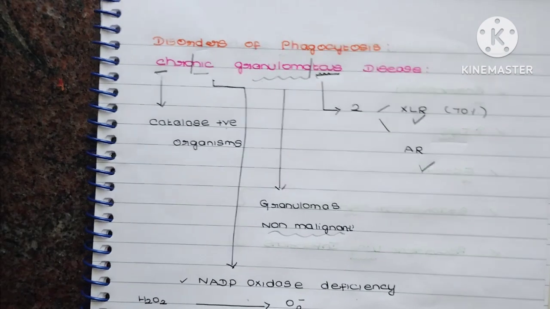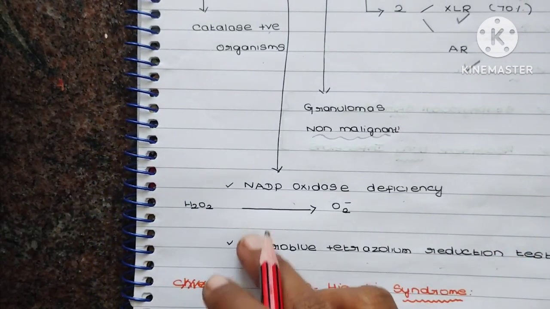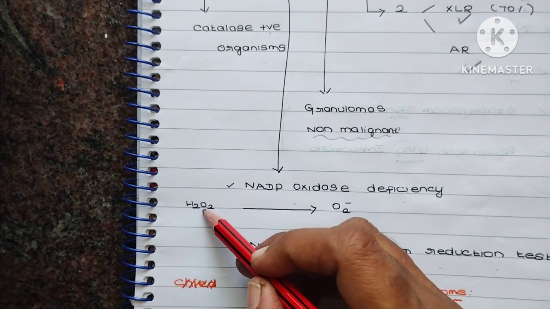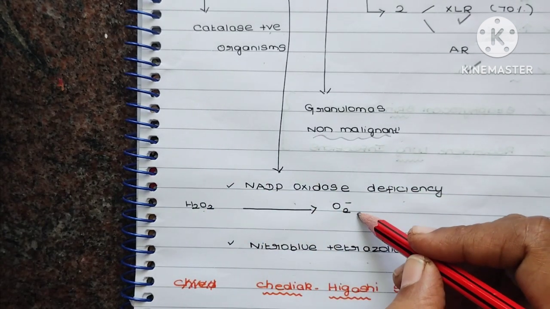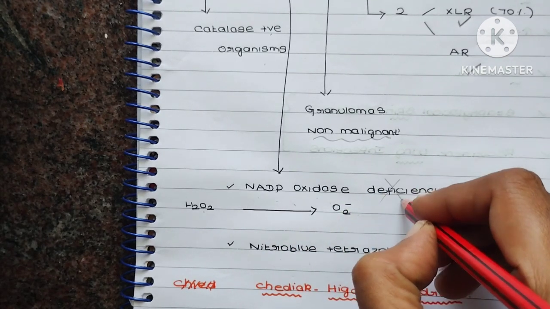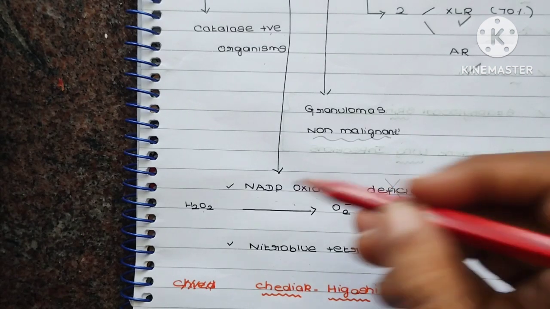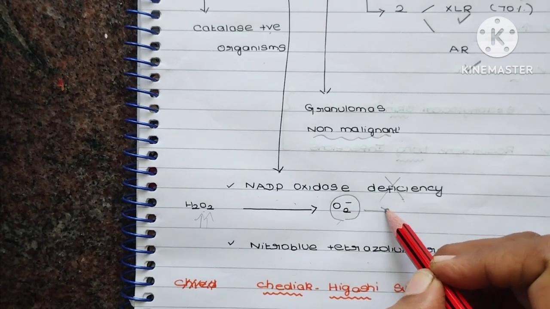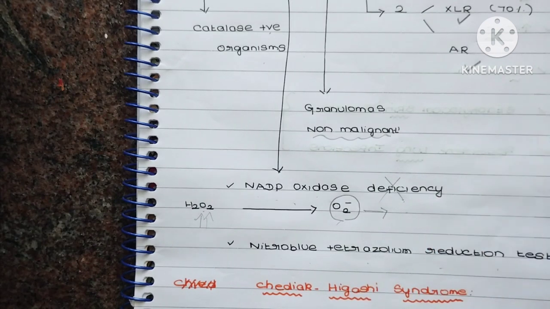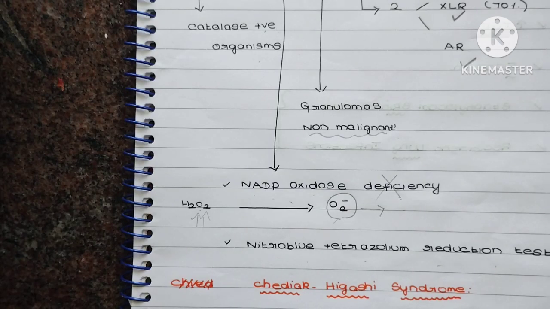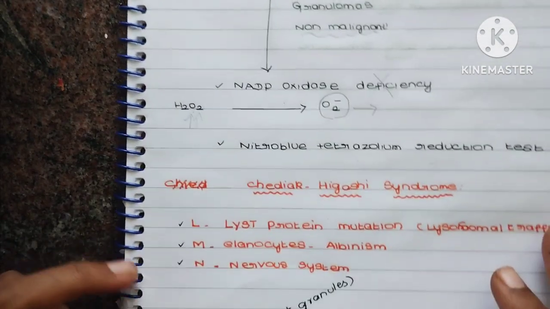Okay, fine. So next. What's the main pathogenesis over here? Normally, hydrogen peroxide is converted into oxygen free radicals by NADPH oxidase. If this enzyme is deficient, what happens? This will be accumulating, and this free radical is responsible for destroying the microorganism. Once it cannot be destroyed, there will be an infection. Okay. Next.